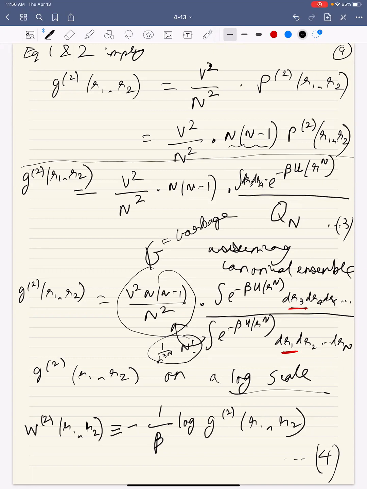So just keep this in mind that W is minus 1 over beta log G2, of G2 as a function of R1 and R2. So what we want is to get W. In order to get W, I have to take log of, actually, let's call this equation 5, and this one is equation 4. So I have to take log of everything over there, right? So let me write down equation 4 once again on the next page.